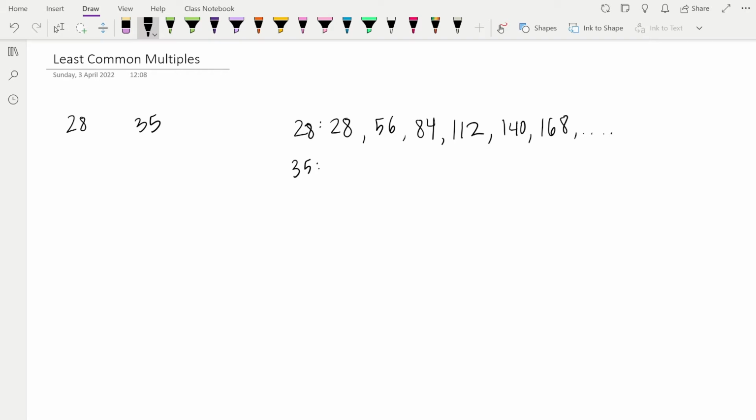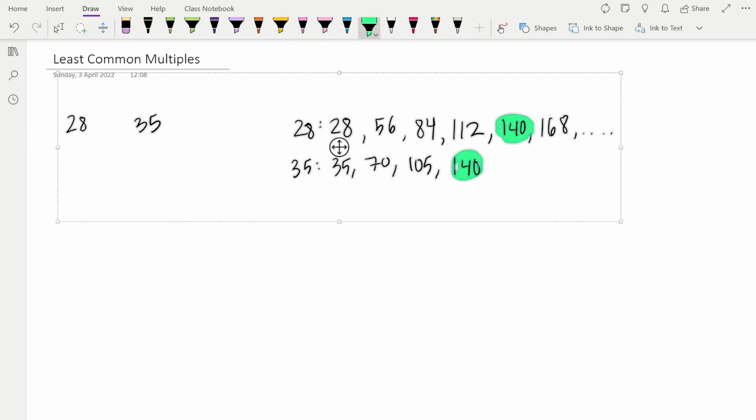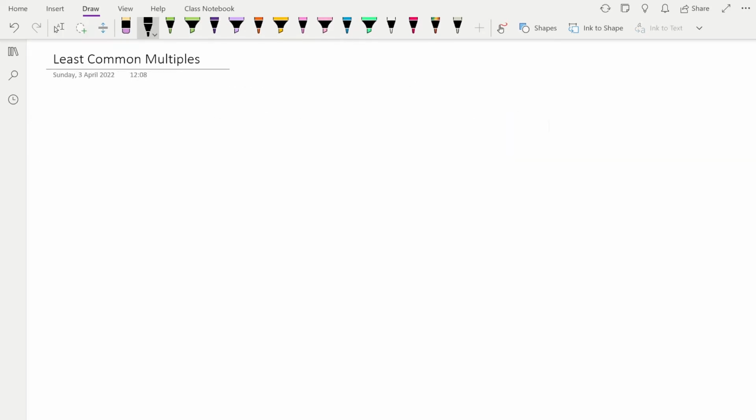So I'm just listing off the multiples of 28. And then similarly, we would list the multiples of 35. That's 35, 70, 105, 140. And here I found it. This is my first common number that I find in both lists. And so this would be the least common multiple. But this method kind of takes forever. It's not really ideal. So instead, what we want to do is use the factors of the original numbers. Factors are the numbers that multiply into a number.